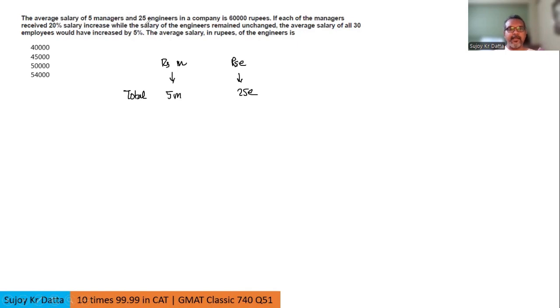Now it says that the managers got, each of them got a 20% increase. So 20% increase, the engineers remained unchanged, 0% increase.